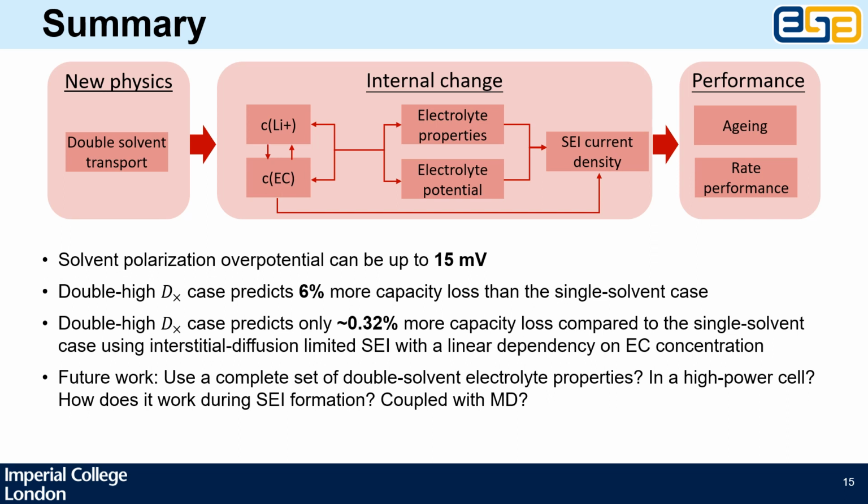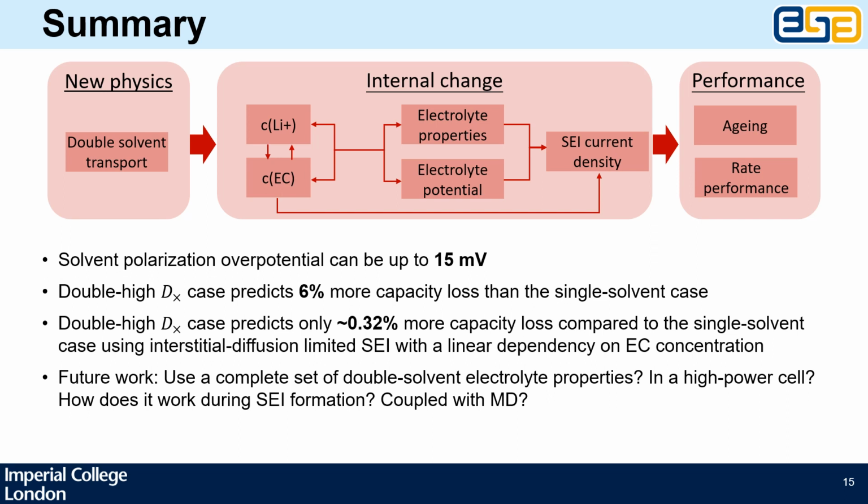So this model predicts a solvent polarization overpotential can be up to 50 millivolt during discharge, and that corresponds to 6% more power loss than the single solvent case. And it also predicts slightly more capacity loss compared with the single solvent case, using the interstitial diffusion limited SEI with a linear dependency on EC concentration. But I need to highlight that this is for a high energy cell with electrolyte properties from different literature.